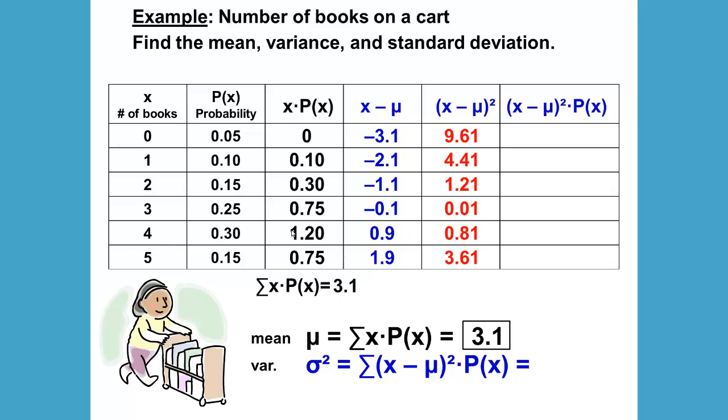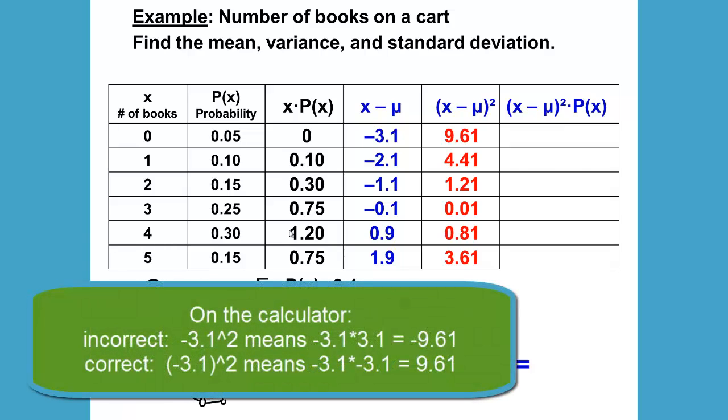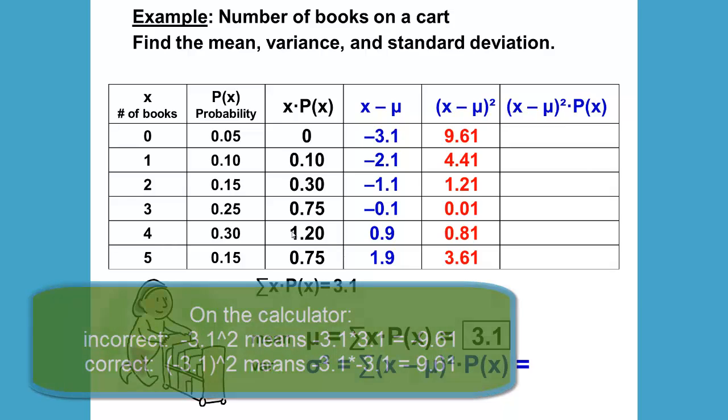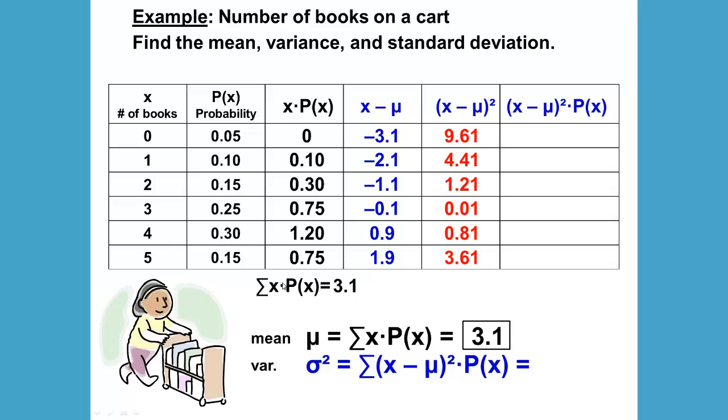The next column is step 2, which is to square each of the differences we just found. Remember that negative 3.1 squared will give us a positive 9.61. And recall that when putting that in the calculator to square a negative number, you will need to place the negative number inside parentheses so that it squares that value correctly. And again, we have the numbers filled in, and you could pause and double check yourself for that.